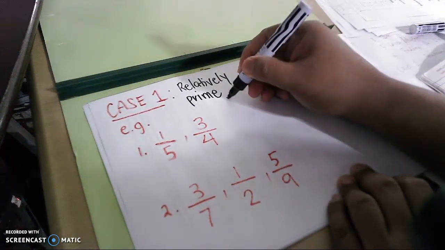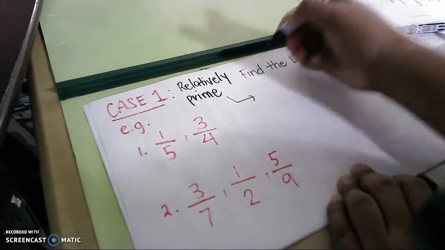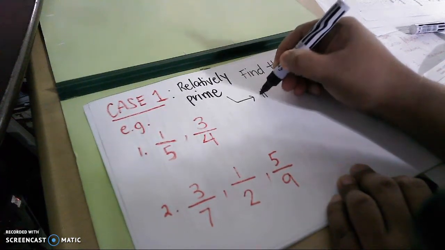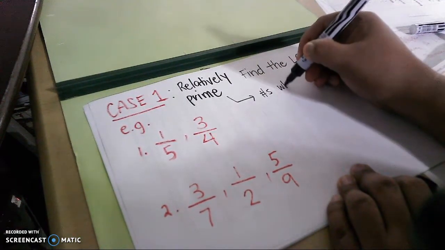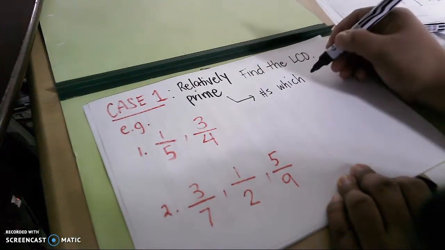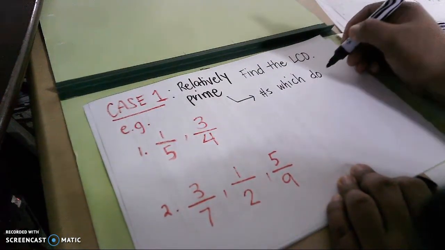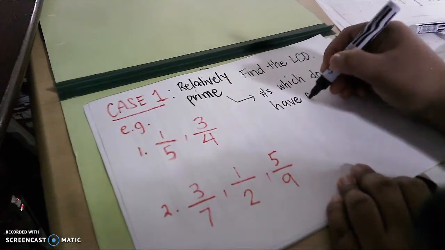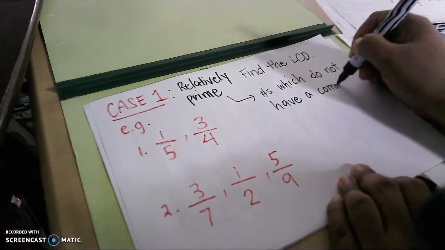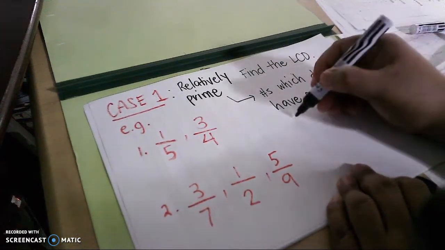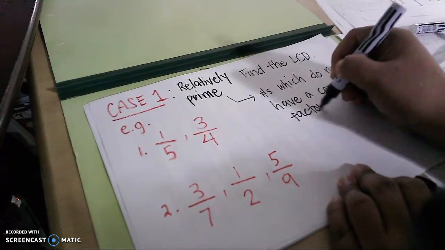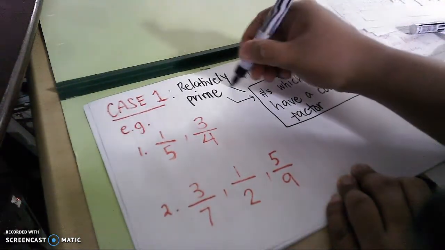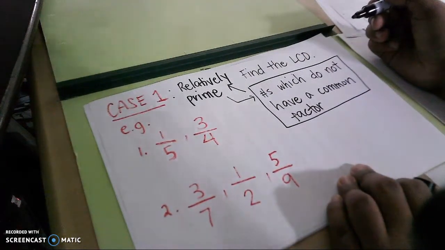If you want to write down the definition of relatively prime, meaning they are numbers which do not have a common factor. Make sure you are writing this down in your notebook. This one will be our definition of relatively prime numbers.